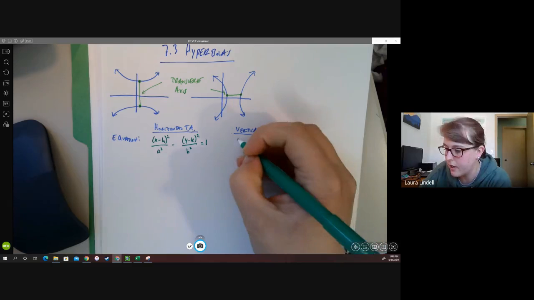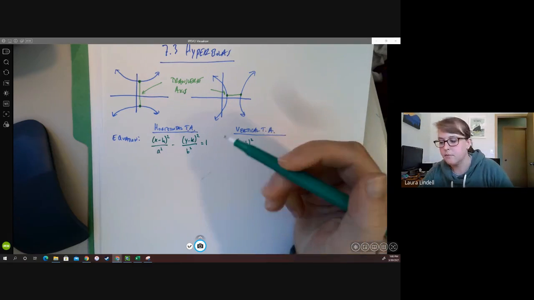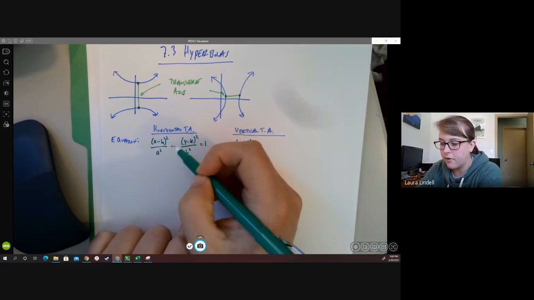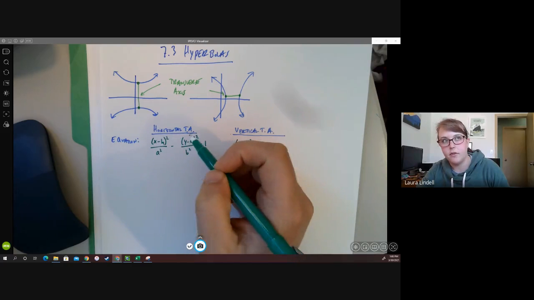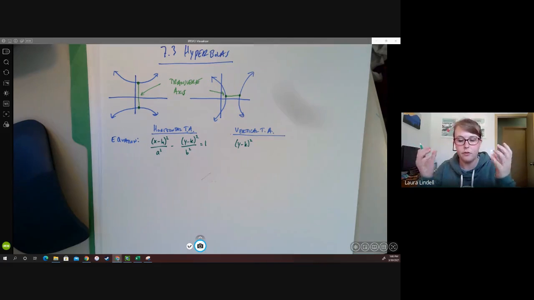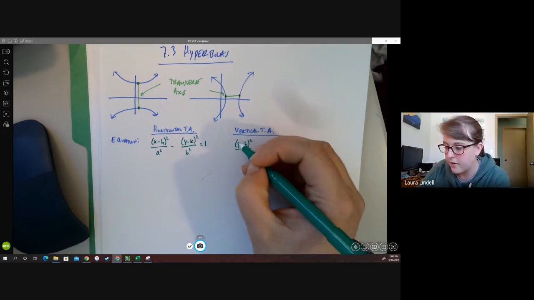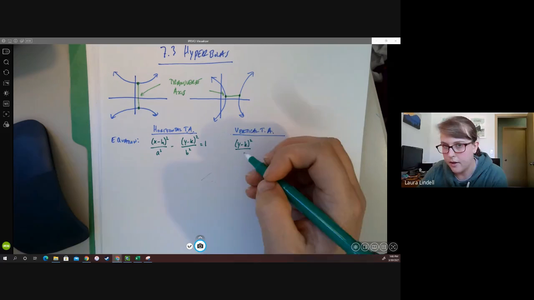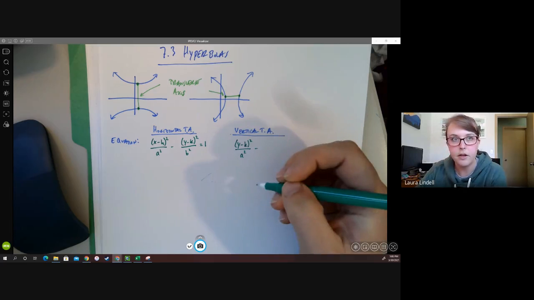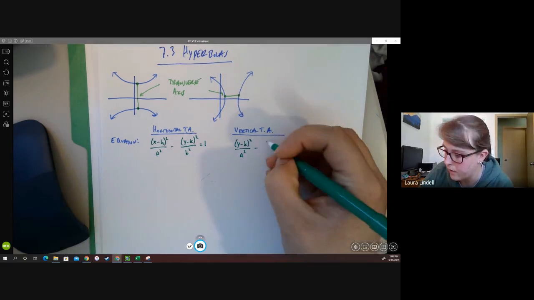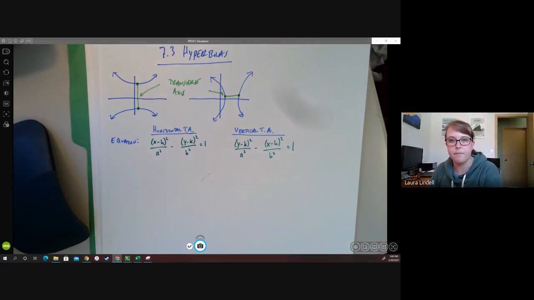For vertical, y comes first. So that's an easy way to remember it too. If x comes first, or is the one that's positive, not being subtracted, then you've got a horizontal transverse axis, and the x-axis is horizontal, so those should be easily linked in our brains. For a vertical transverse axis, y comes first and is positive. So (y minus k) squared over a squared, and the y-axis is vertical, so that should be linked in our brains. And then (x minus h) squared over b squared equals 1.